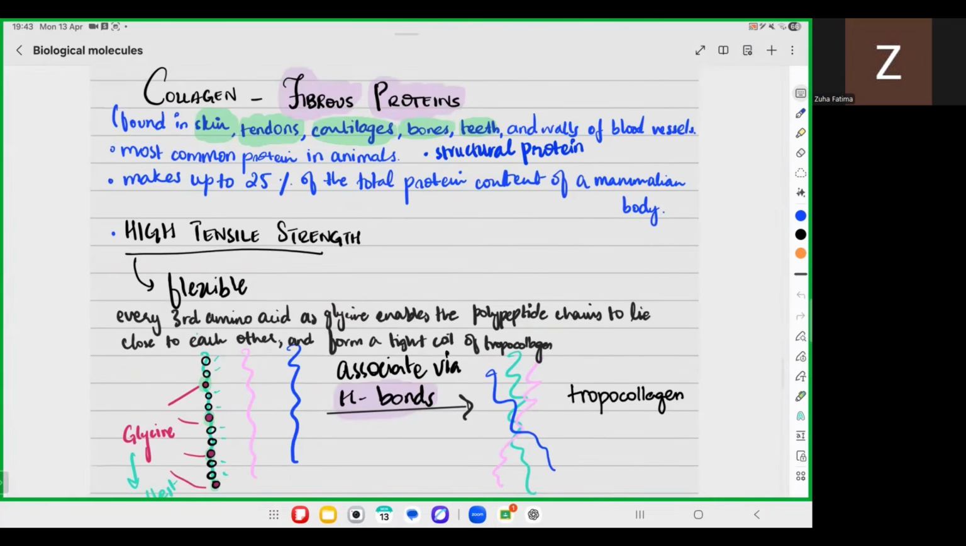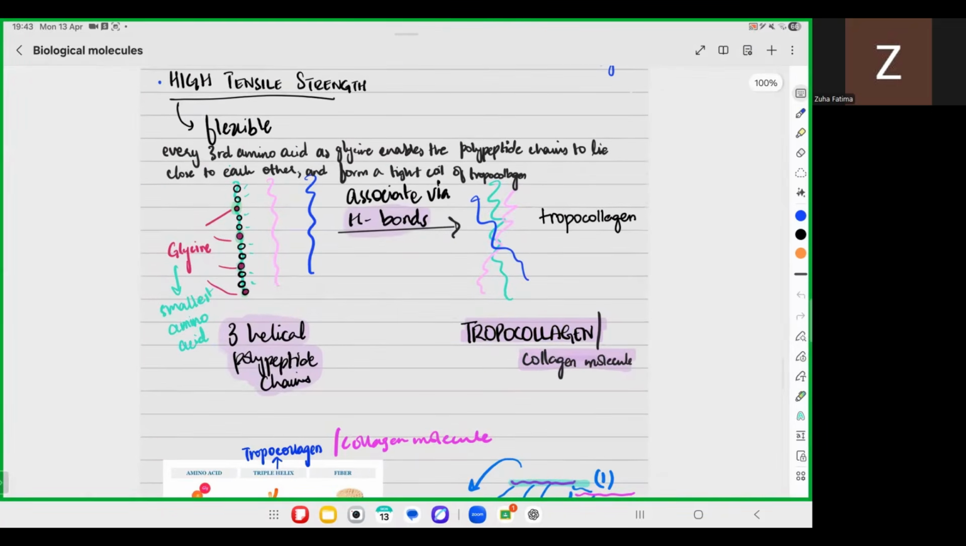So let's talk about collagen. In collagen, first the collagen molecule forms, which we call tropocollagen, which is a tight coil of three helical polypeptide chains in which every third amino acid is glycine.